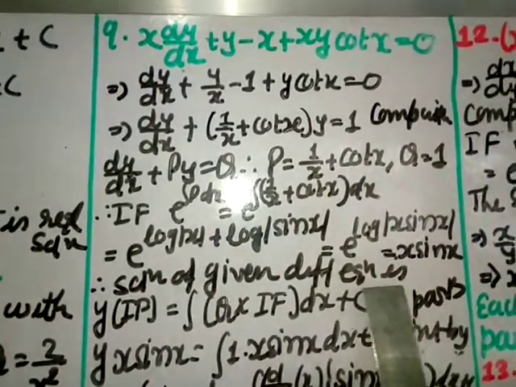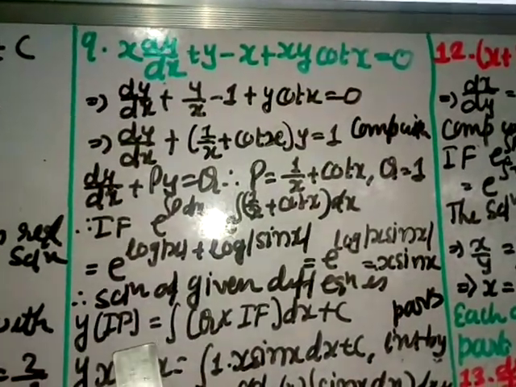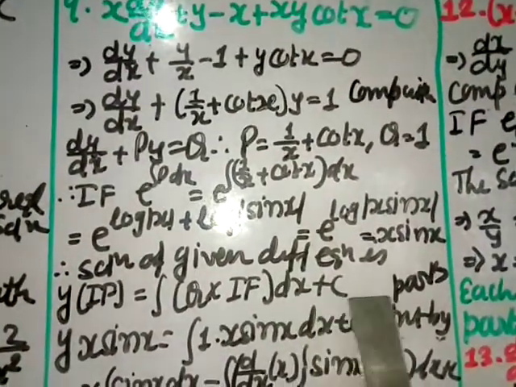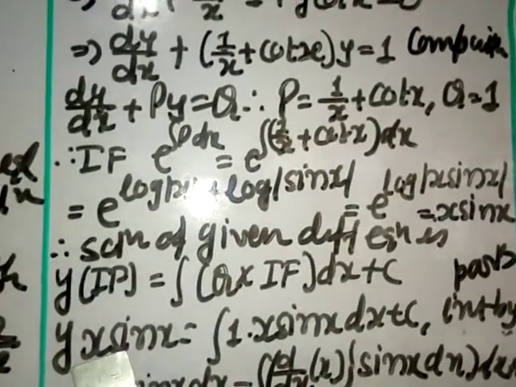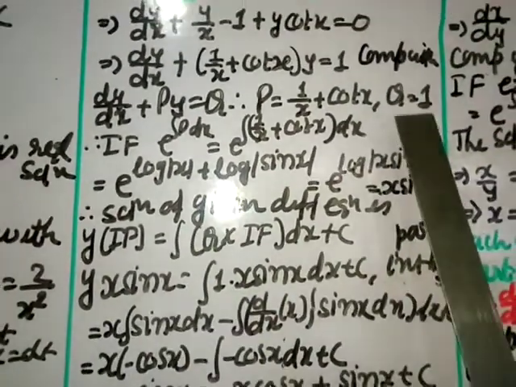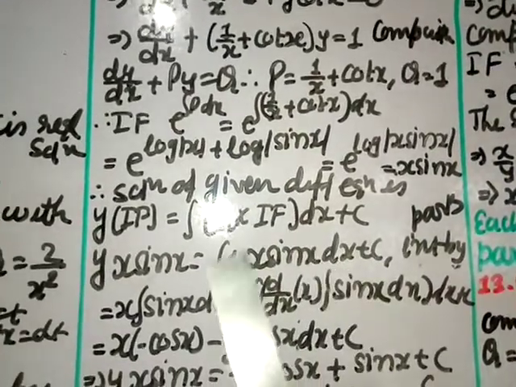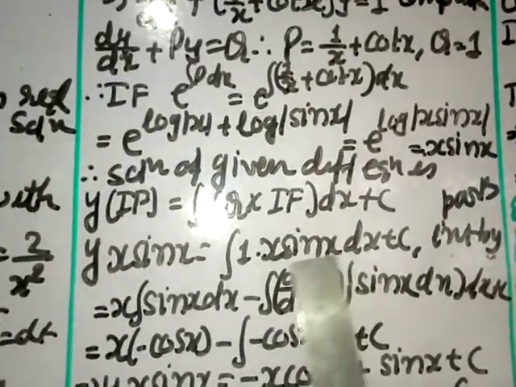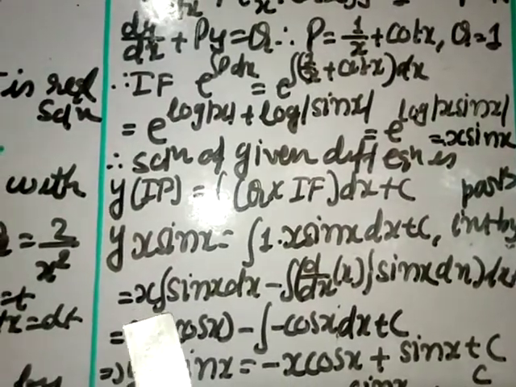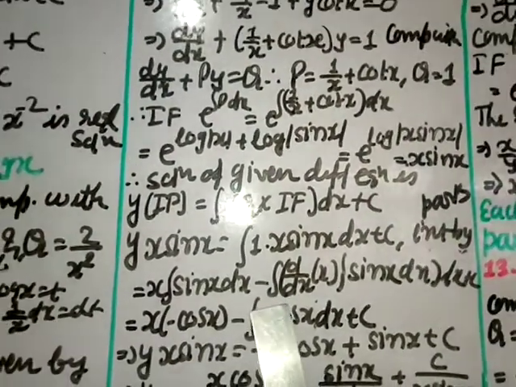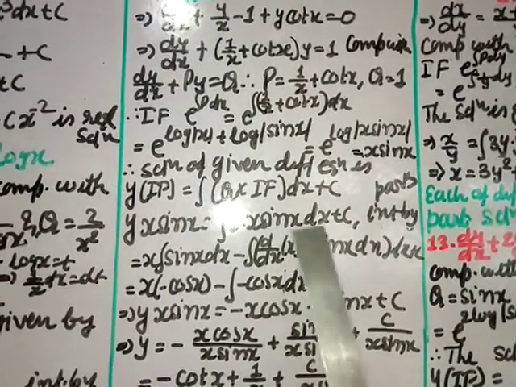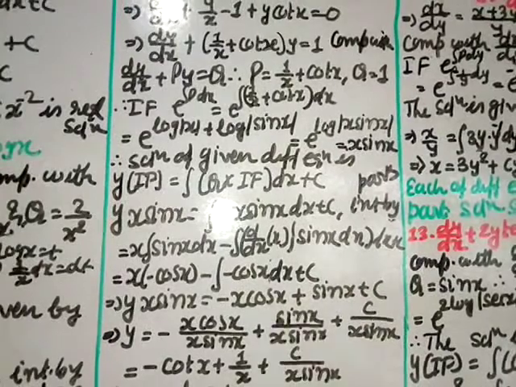Now the solution of the given differential equation is y into integrating factor equal to integral Q into integrating factor dx plus c. Put the value: y into x sin x equal to integral x sin x into 1, Q value is 1, dx plus c. Now you have to do integration by parts for x sin x. Keep x as the first function, sin as the second. So x integral sin x dx minus integral of derivative of x, that is d by dx of x, into integral of sin x dx, the full thing, plus c.